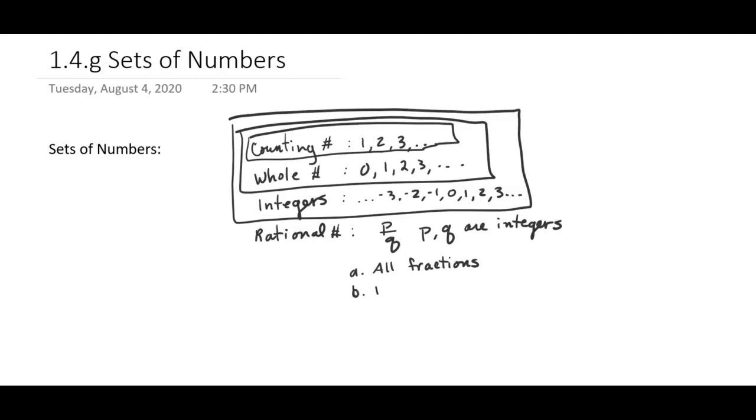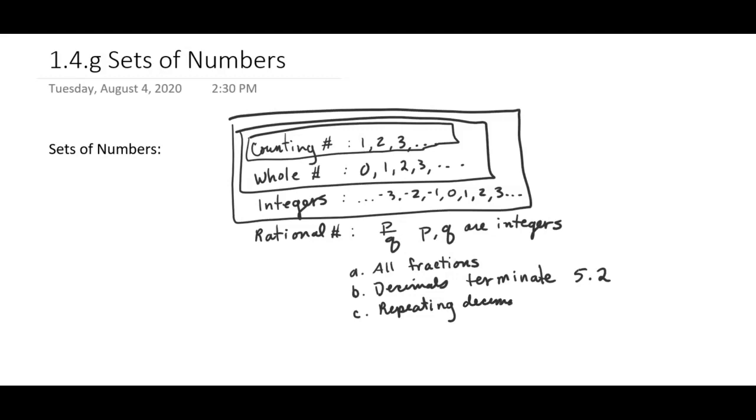It's decimals that terminate. So the kind of decimals that we've been working with, 5.2, that's a terminating decimal. It stops. That's what we mean by terminate. And it also includes repeating decimals. Now, we haven't seen those because we usually write them as fractions.